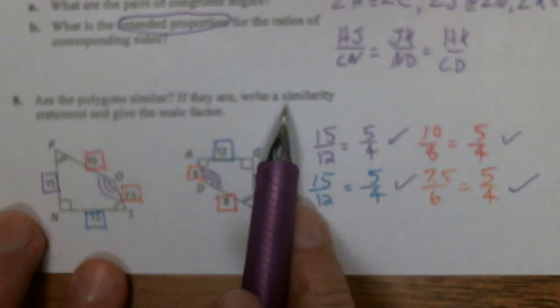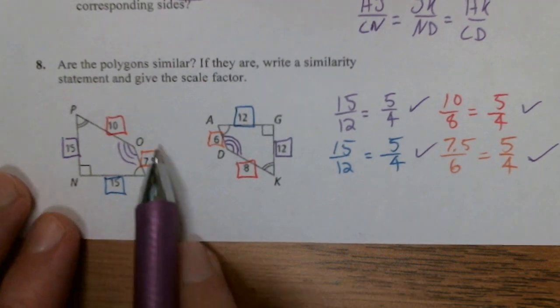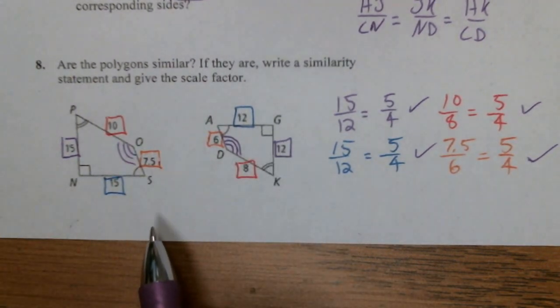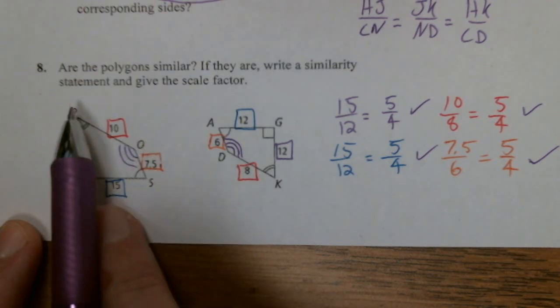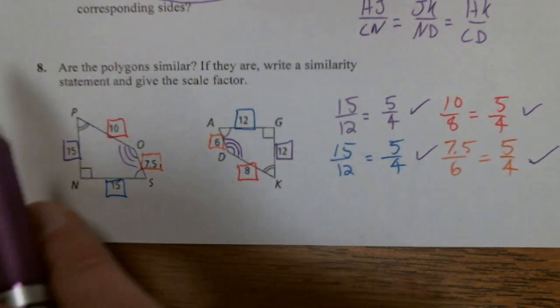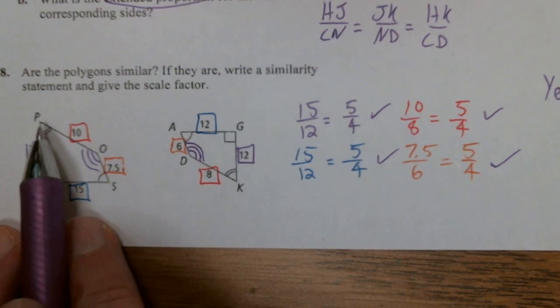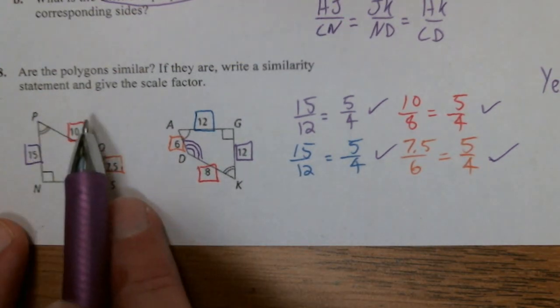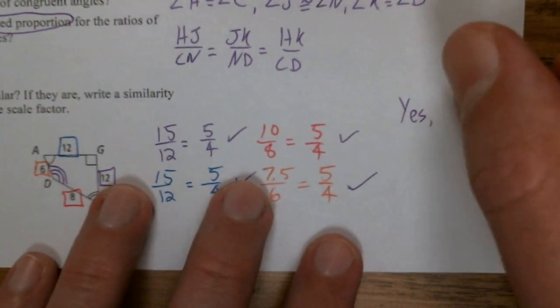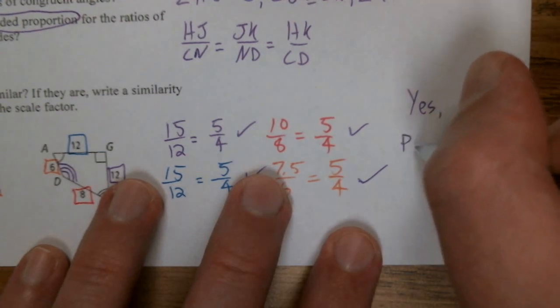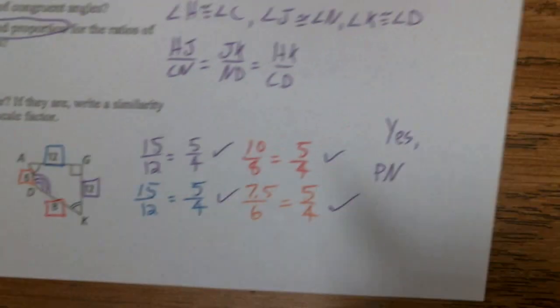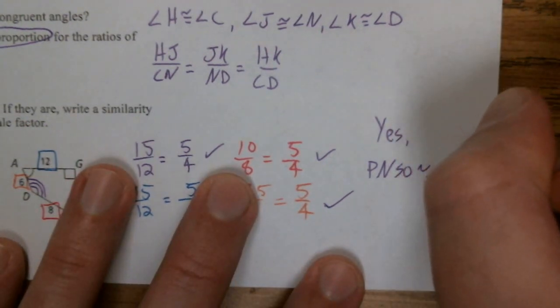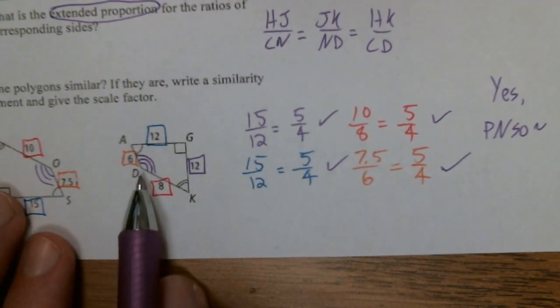Okay, we got to read the question. Write a similarity statement. Okay, we can name this quadrilateral however we want to name it. I can go SNPO, I can go OSNP, I can go clockwise, counterclockwise, I can start wherever I want. I'll start up here in P and I'll go counterclockwise. So let's go with PN, PNSO.